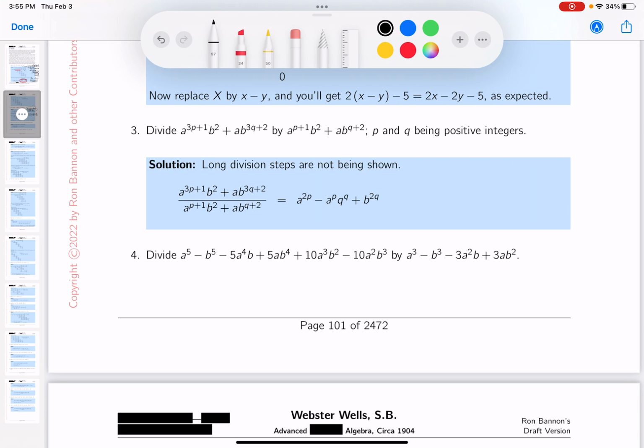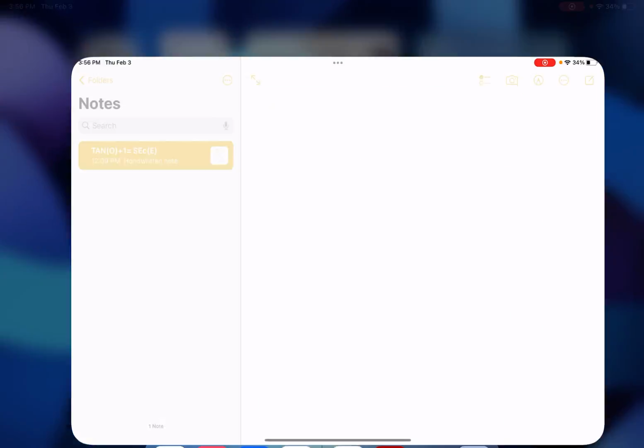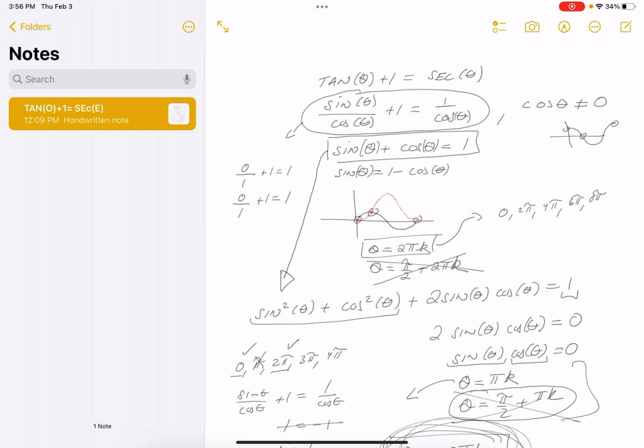Okay, we're on problem number 3, and it says long divide, and it says P and Q are positive integers. They have an answer. But I'll be honest with you, this is going to be tough for me to fit the question over here. So what I want to do is just do it on another sheet of paper.